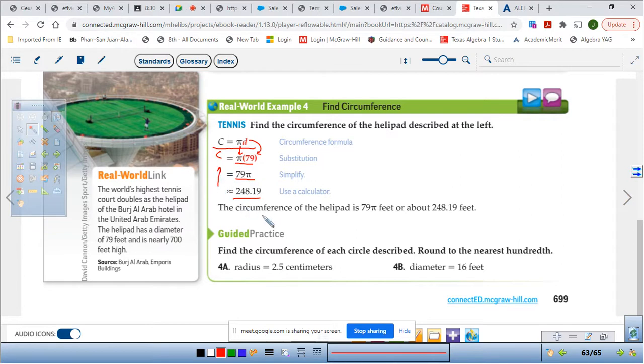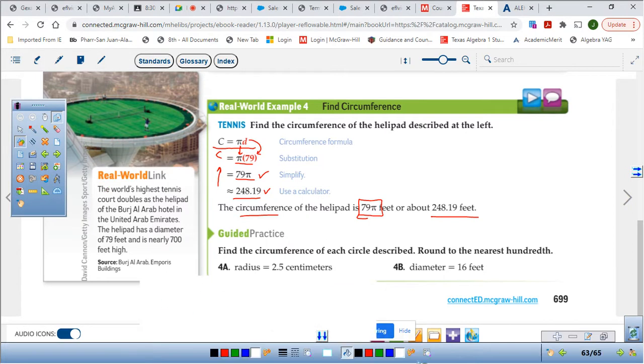So C happens to be this. This is your exact answer. That's the best answer ever. This is the rounding one. That's why it says it's equal, and here it's approximately equal, más o menos. So it's about that much. So we can do 4a and 4b. Let's go ahead and try these real quick. Put this in our bag of tricks.